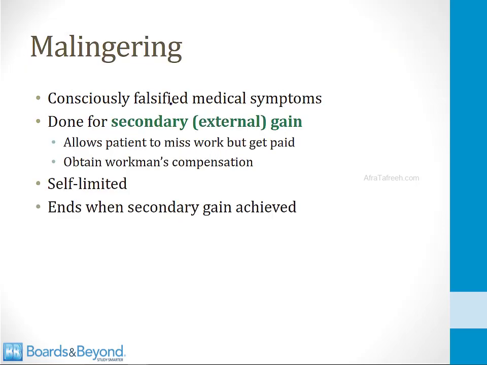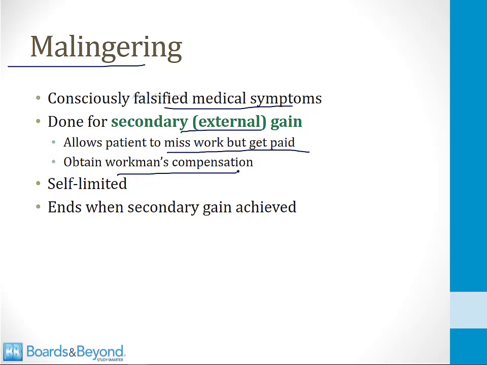And lastly, let me mention malingering. Malingering is when a patient consciously falsifies medical symptoms, but in contrast to Munchausen syndrome, they do it for secondary or external gain. For example, by making up symptoms, a patient might be able to miss out on work but get paid, or they might be able to obtain workers' compensation. This is something that's often done with musculoskeletal injuries. Some patients will fake these injuries in order to get compensation for an injury at work.